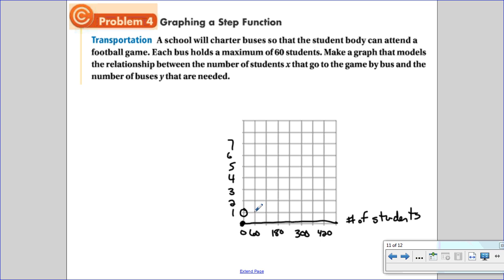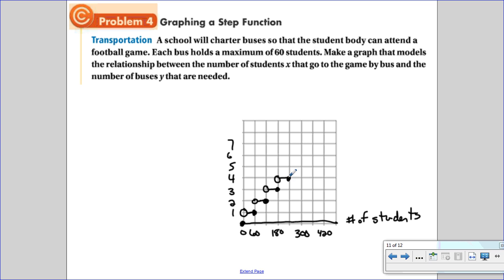But what happens if there's 60 students? We still need 1 bus, right? So exactly 60 is 1 bus. But the second that we get to 61 students, we're going to need a second bus. So we go up here. Once we get to 120 students, we still need 2 buses. And everything in between, right? Like here's 90. If we had 90 students, we'd need 2 buses. But once we get 121, we need a third bus. 180, we're still okay with 3 buses, and so on and so on.